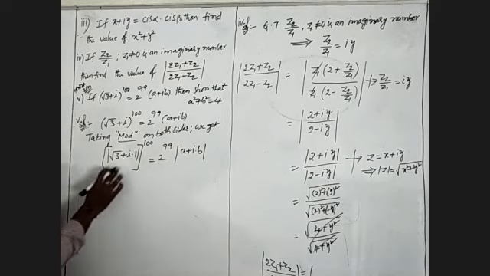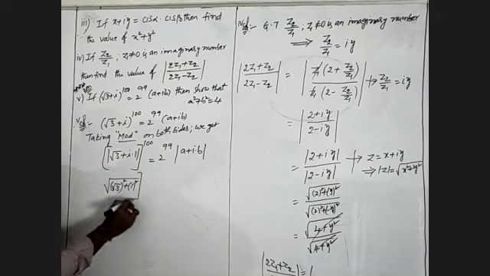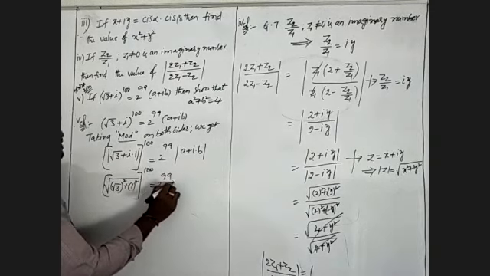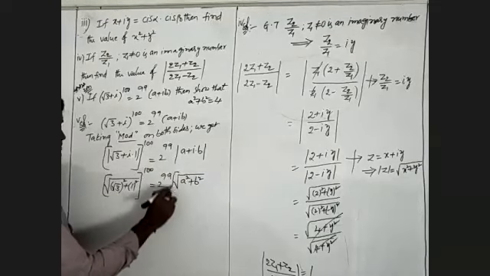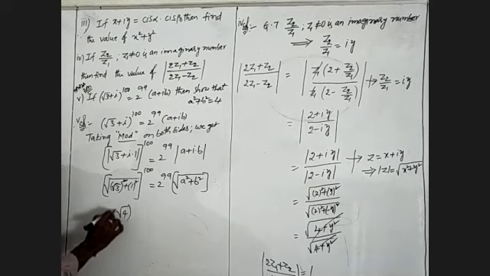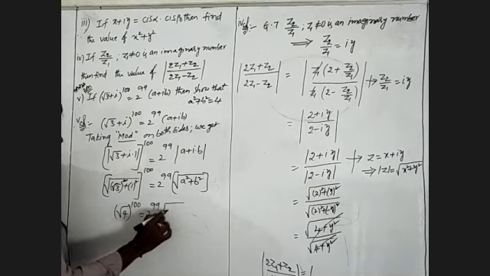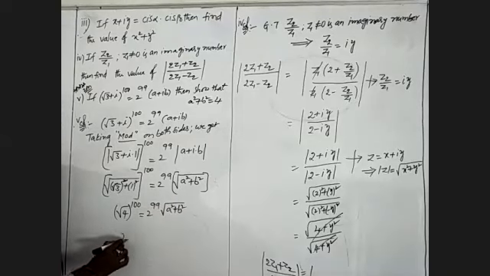Mod of root 3 plus i into 1 must be written as root of 3 square plus 1 square, whole power 100, is nothing but 2 power 99 into root of a square plus b square. Square and root will be cancelled. 3 plus 1 will become 4. Root 4 whole power 100 is nothing but 2 power 99 into root of a square plus b square. Root 4 is nothing but 2.